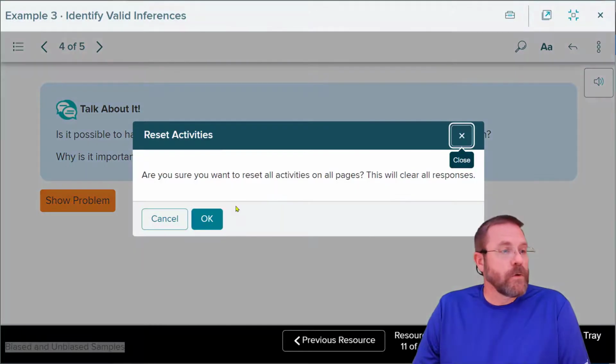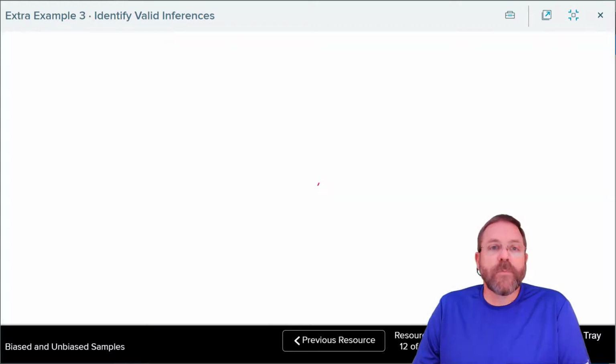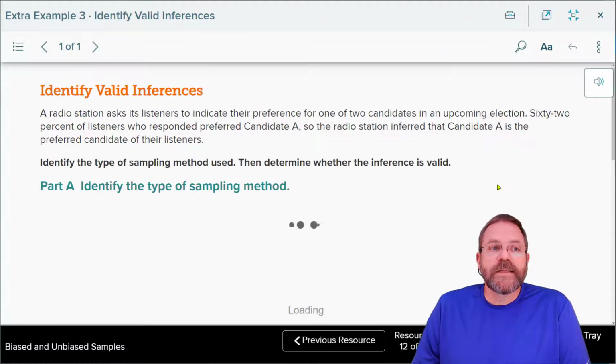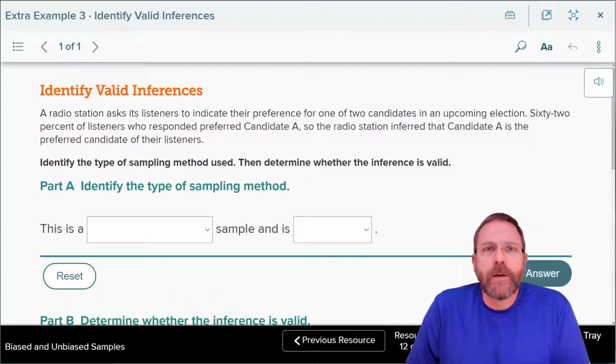Now it's going to be your turn to look at extra example 3 on your own. Answer the questions associated with it, and then see if you can get them right. How did it go for you? Let's take a look at what I have.